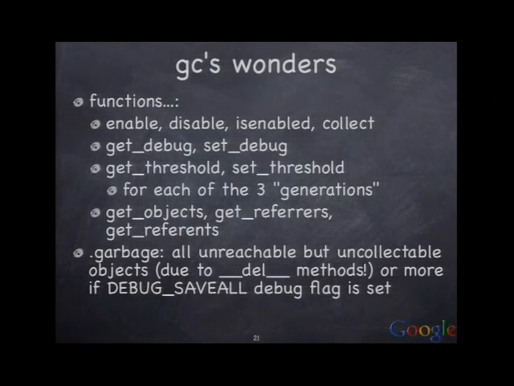And there's gc.garbage, which is basically where all the unreachable, uncollectible objects go, objects which have the horrid thing known as a dunder del, which is another thing that we should never have had. Or you can also put everything in there to help you find the reference loop by the DEBUG_SAVEALL debug flag.